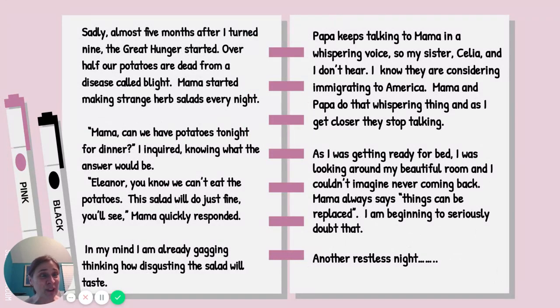Sadly, almost 5 months after I turned 9, the Great Hunger started. Over half our potatoes are dead from a disease called blight. Mama started making strange herb salads every night. "Mama, can we have potatoes tonight for dinner?" I inquired, knowing what the answer would be.